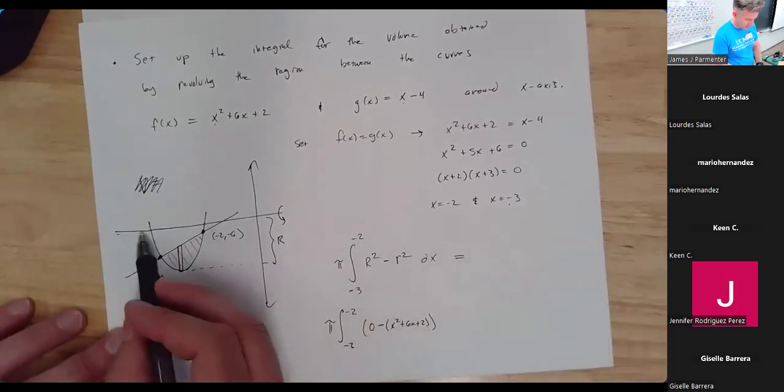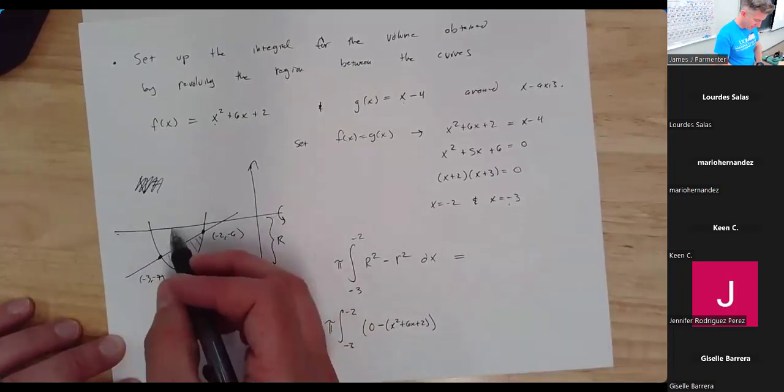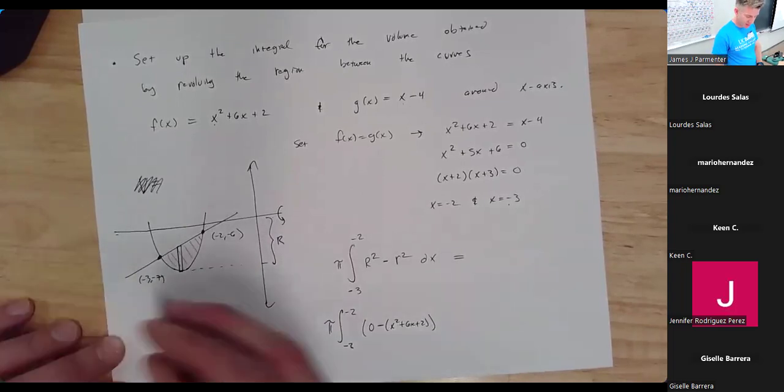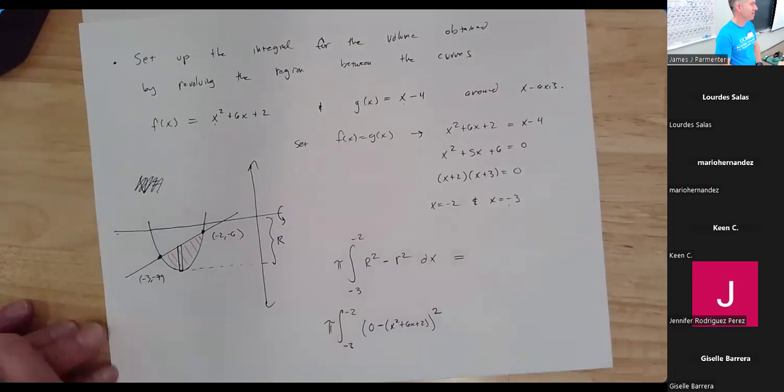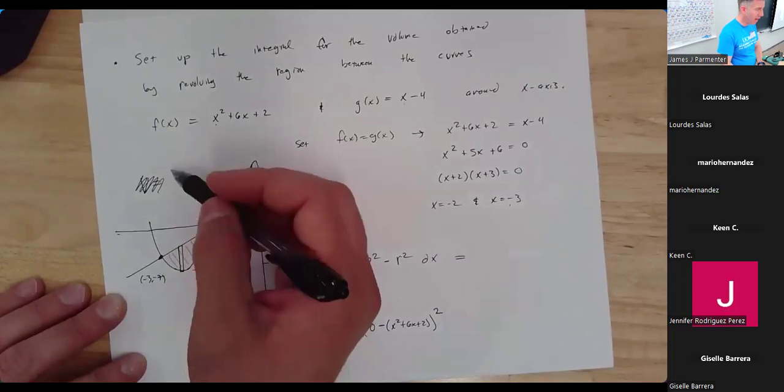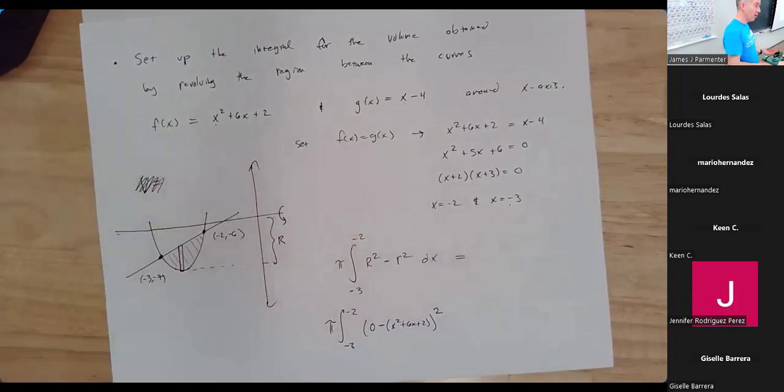Because it's the axis of rotation, which is 0 minus the thing that's below it. It doesn't actually matter here, because you end up squaring it. So the order of subtraction doesn't really matter. But if I'm trying to show you the right thing here, technically it should be 0 minus your function. Just like if this was on top, we would do our function minus 0. We just don't usually write that.